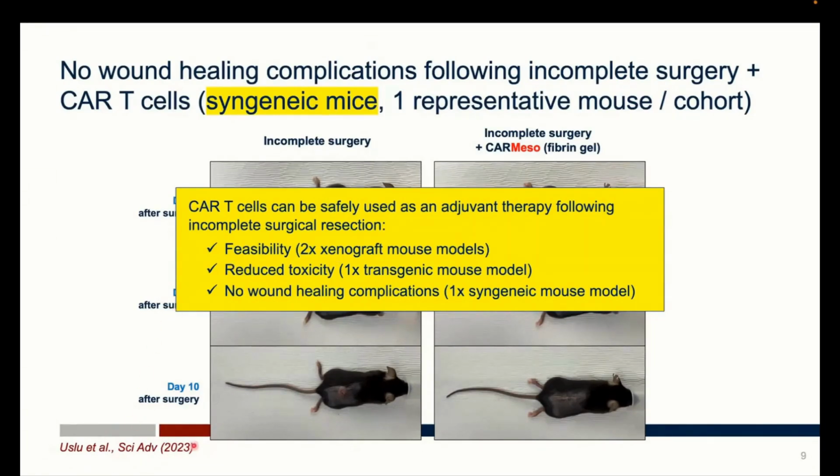We published it last year at Science Advances. Please feel free to have a look at the paper and reach out to me if you have any questions. And based on this data, there's also a clinical trial right now, which is already recruiting patients. So hopefully we can also help patients with this approach.